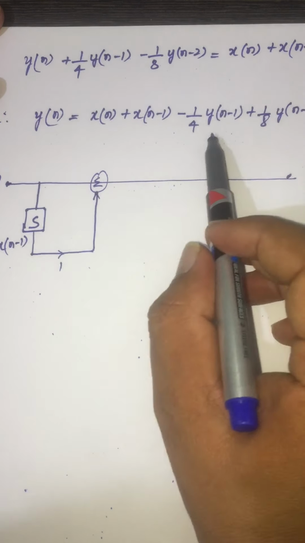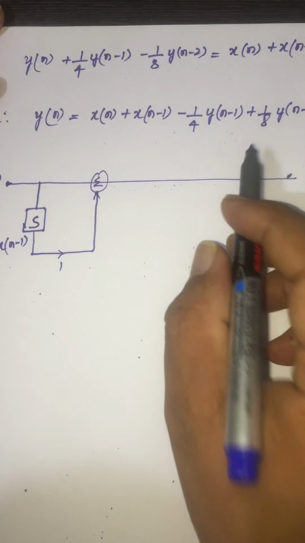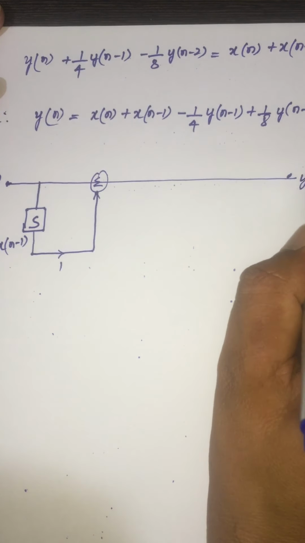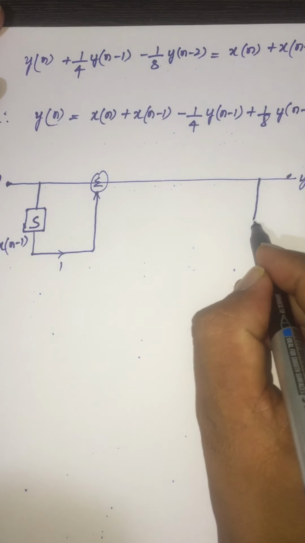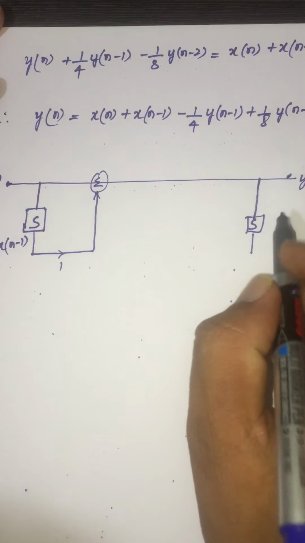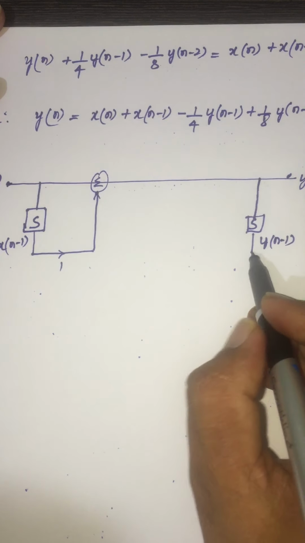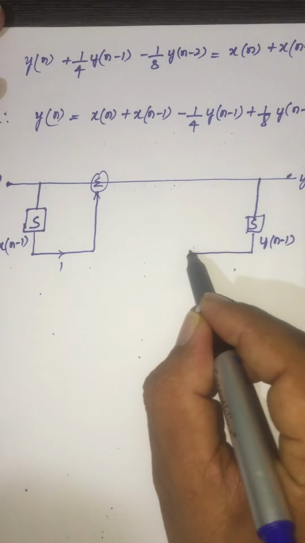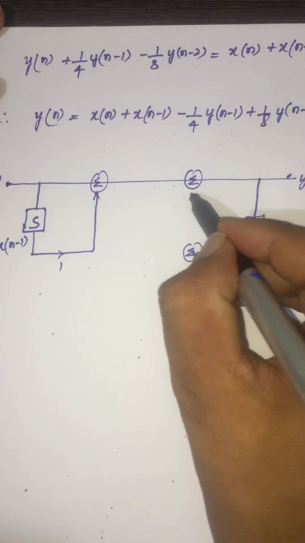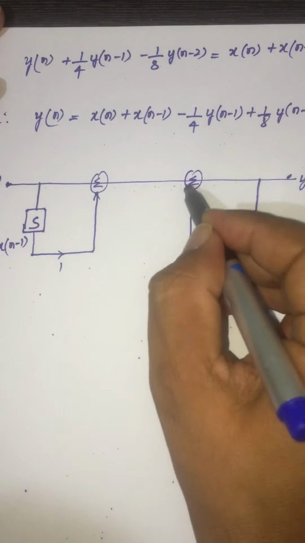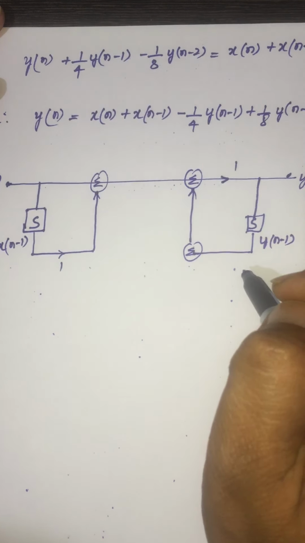Now, coming to y of n, there are delayed versions of y of n. Therefore, I need to take the output from this point and give it to one delay element, and this becomes y of n minus 1, and we have n minus 2 as well. Before that, I need to give this to the mainstream by adding it through a summation, to add this input with that input. Okay, and the coefficient of this is always 1.